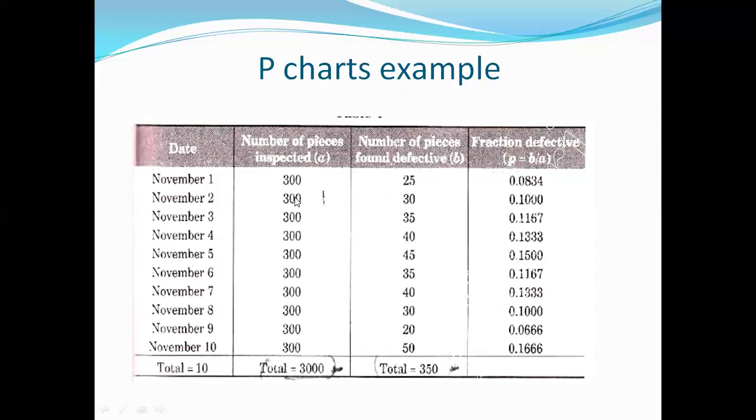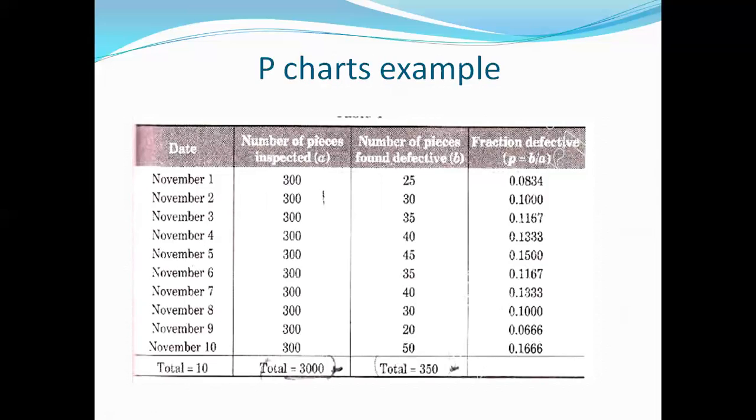in this way. Either you do the summation, or just take one day and multiply it by 10, because the number of days is 10, and on a single day the pieces inspected will be 300. So whether you follow the summation way or the multiplication way, the result will be the same.